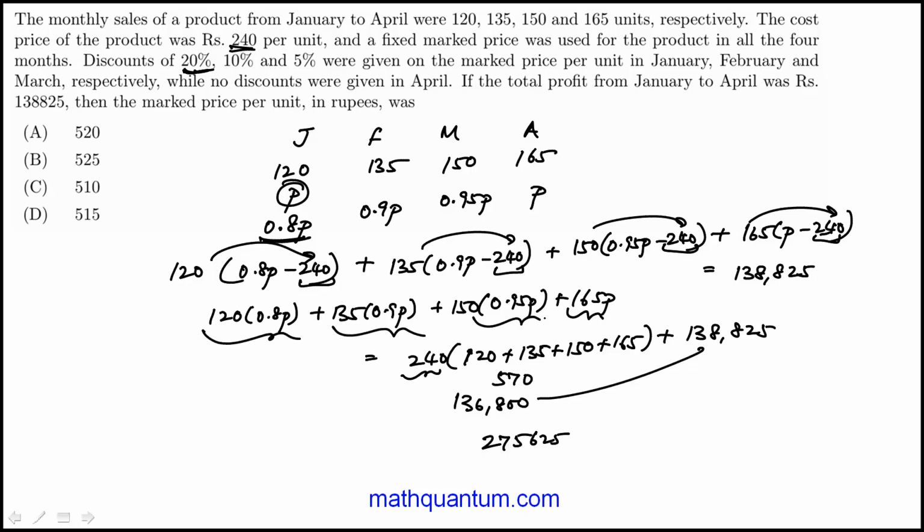And now I have to compute these. Again, you can kind of do this work. It turns out to be 525p. And then I have to just divide this by 525, and you will find P works out to exactly 525, which is choice B.